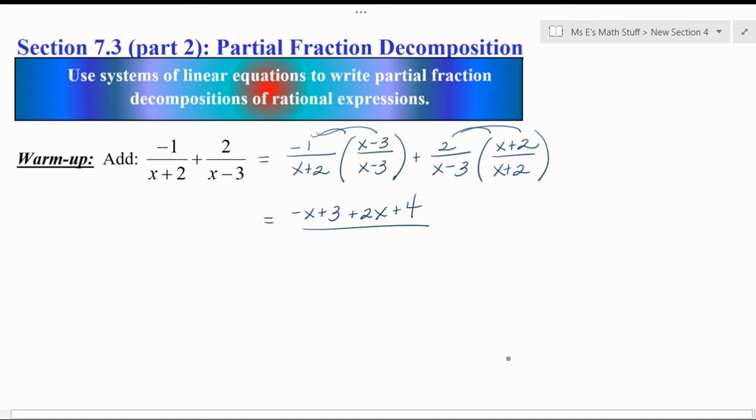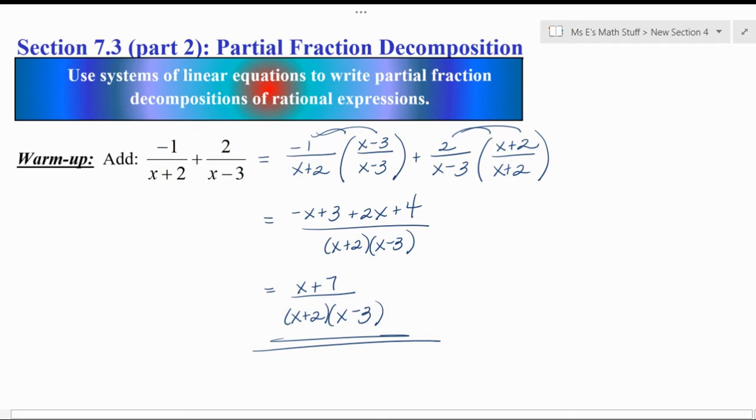The whole point was to get a common denominator, which at this point would be the quantity x plus 2 multiplied by the quantity x minus 3. Okay, one more step. Let's combine like terms there on the top. Combine the x's, we'd have a single x, and then combine the constants, we'd have 7. And then we've got that over x plus 2 times x minus 3.